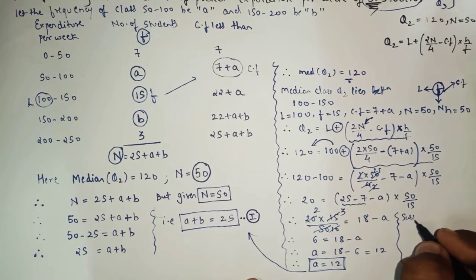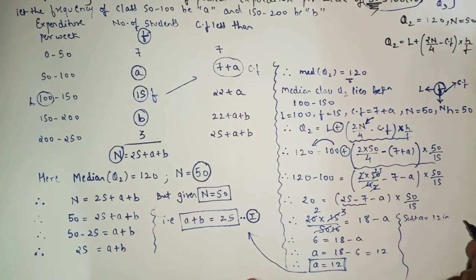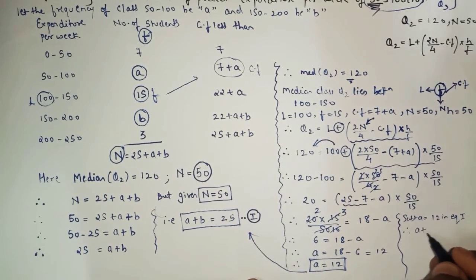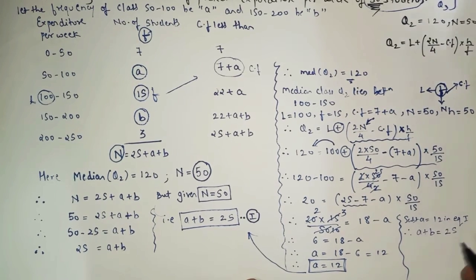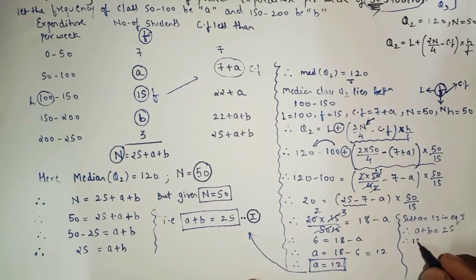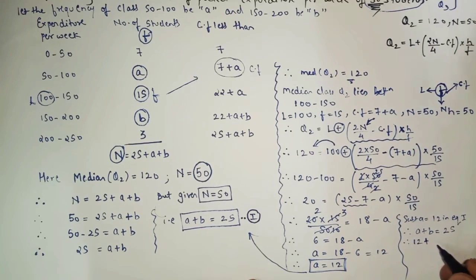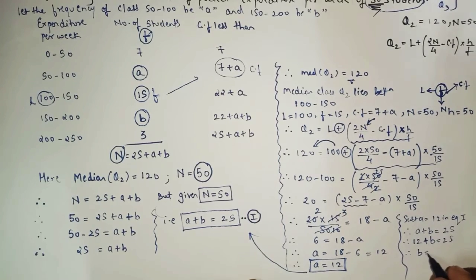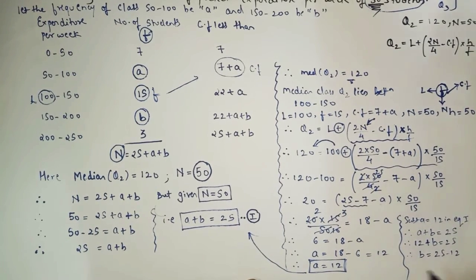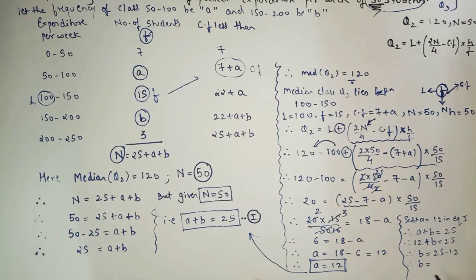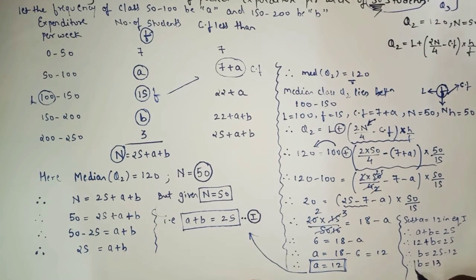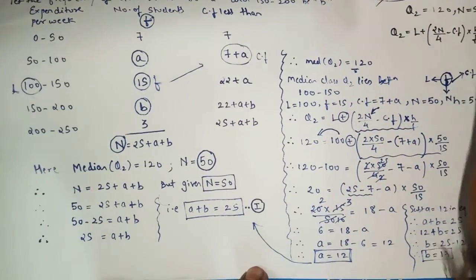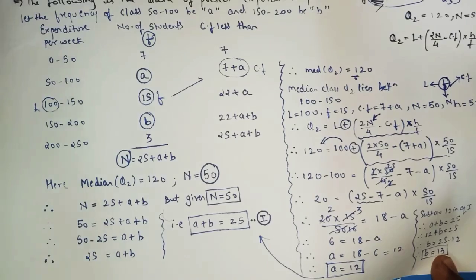So we'll substitute a equals 12 in equation number 1. What is equation number 1? a plus b equals 25. So a is 12, plus b, which we have to find, equals 25. Therefore b equals 25 minus 12, so b will be equal to 13. So here we got both the individual answers for the missing frequencies: one is 12 and the second is 13.